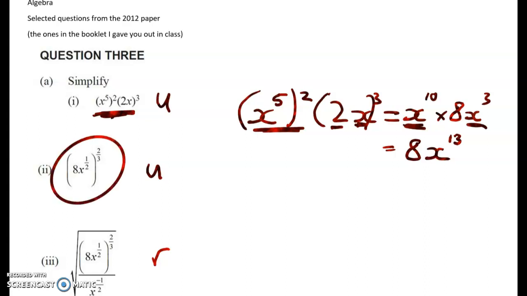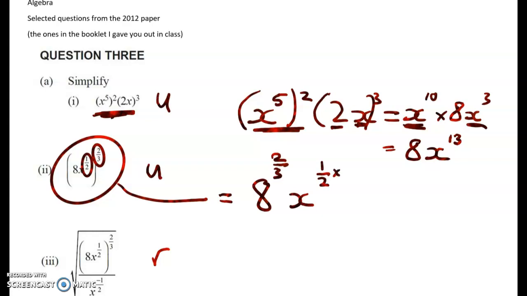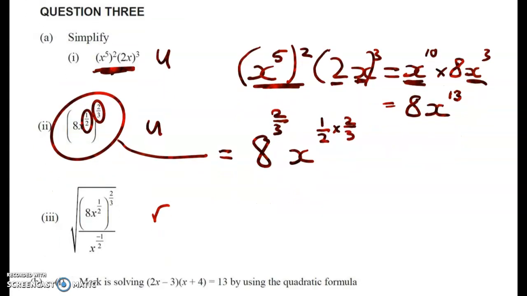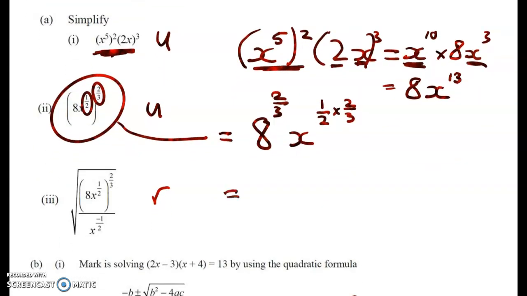Let's look at the next one where I have got some fractional powers. So this equals 8 to the power of 2/3, which we'll come back to. And now I'm going to have x to the power of 1/2 times 2/3. So multiplying fractions together, I'm going to go very slowly with this. Gives me that. So 8 to the power of 2/3 times x to the power of 1/3.